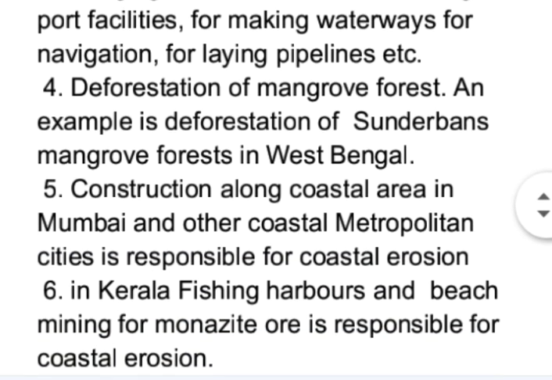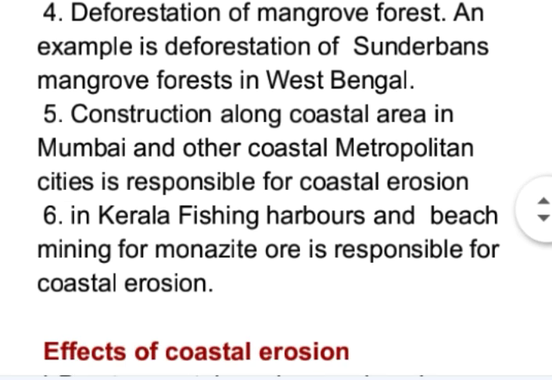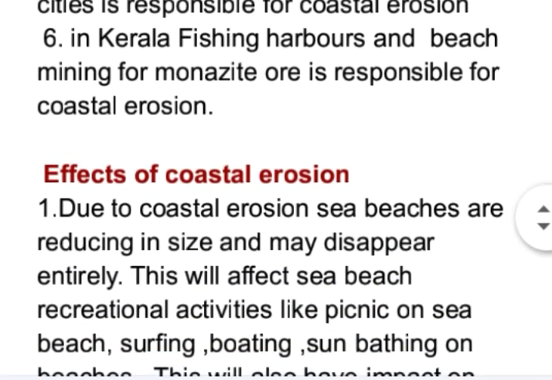Next is construction along coastal areas in Mumbai and other coastal metropolitan cities is responsible for coastal erosion. In Kerala, fishing harbors and beach mining for monazite ore is responsible for coastal erosion. Next is effects of coastal erosion.